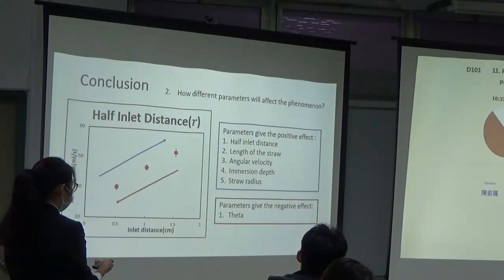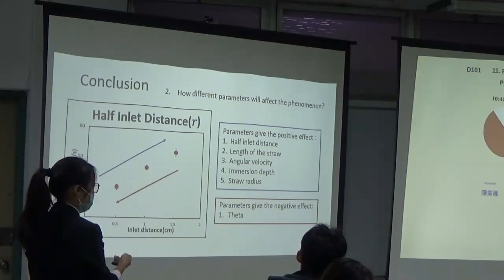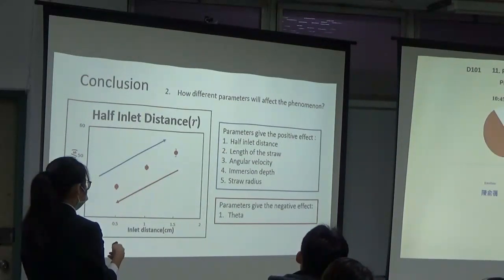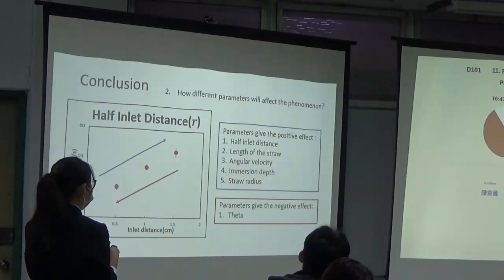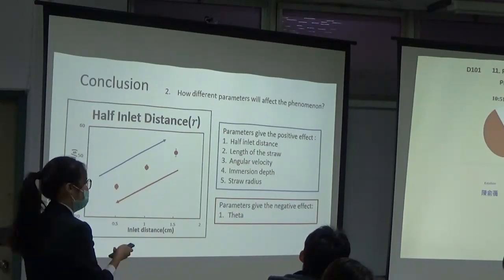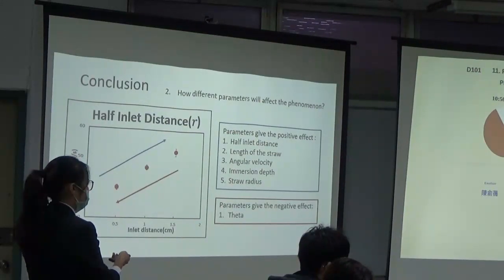And the parameter that will give the negative effect is the data. Because if the data increases, the rotating radius may decrease. So the water needs to overcome more sliding force. So that will make some negative effect to this phenomenon.